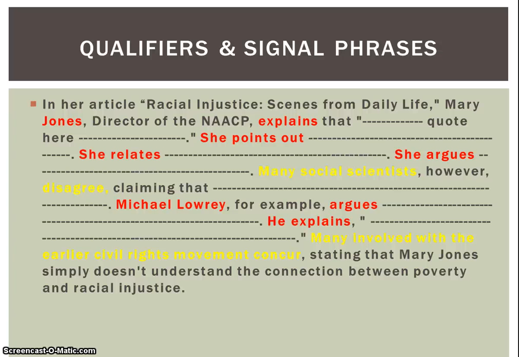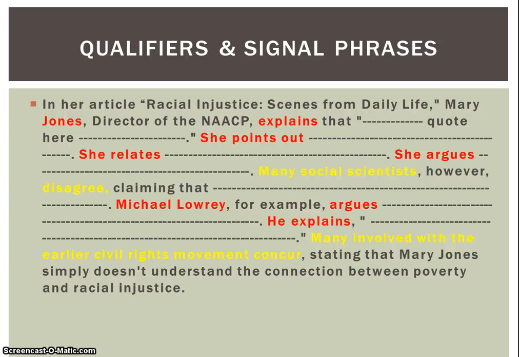In her article, Racial Justice, Scenes from Daily Life, Mary Jones, director of the NAACP, explains that, and then I have a quote inside of the quotation marks there. So that's a quote from Mary Jones. She points out, and then I have some information that follows that's being paraphrased. And I know it's being paraphrased, or summarized, because I don't see quotation marks there, but I see the signal phrase, so I know that it is coming from a source by Mary Jones. Immediately following that, I see she relates and more information, and then she argues and more information.